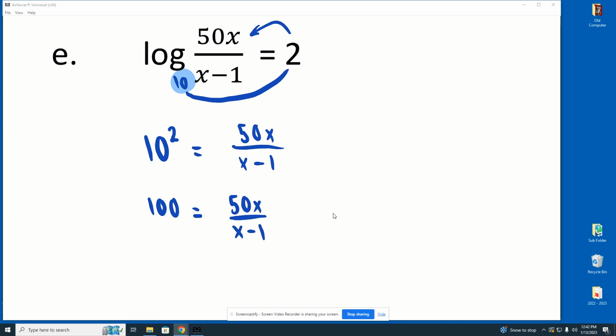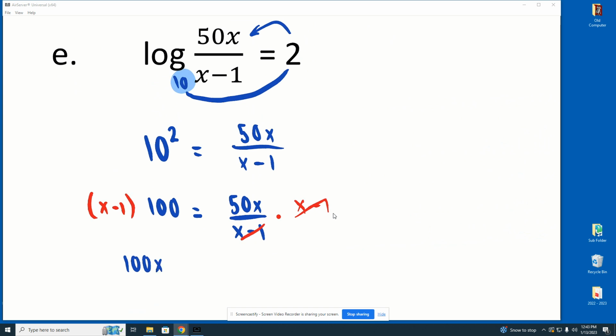And there's a couple of good ways to solve this at this point. Some people will make 100 a fraction, and they'll cross multiply. That's perfect. Some people, and again, I don't care which method you use, will say, if I'm dividing by x minus 1, what can I do to get rid of that? I can multiply by x minus 1, which really ends up doing the same thing. What will happen on the right side with those x minus 1s? They'll cancel. So on the left side, what is 100 times x?